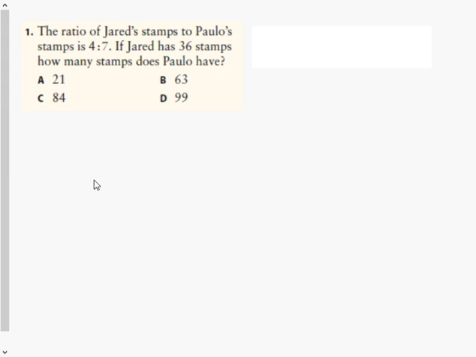Okay, this is chapter 2 on ratio, rate, and proportional reasoning. This is your practice test from the textbook. And the first few questions are multiple choice.